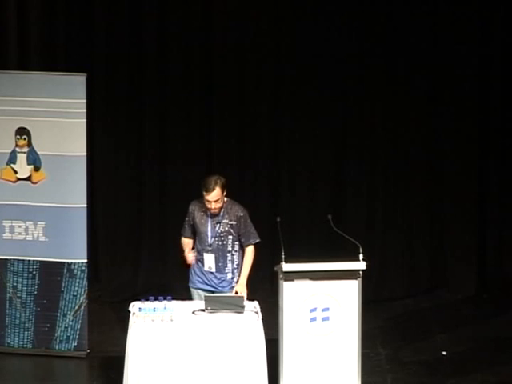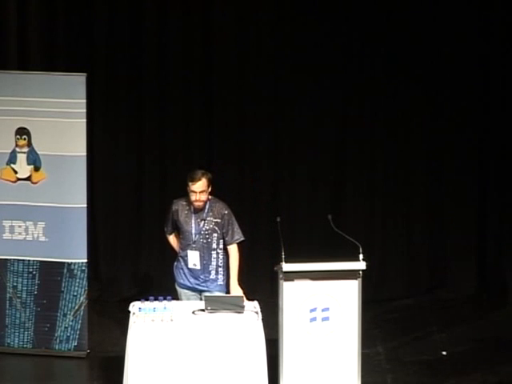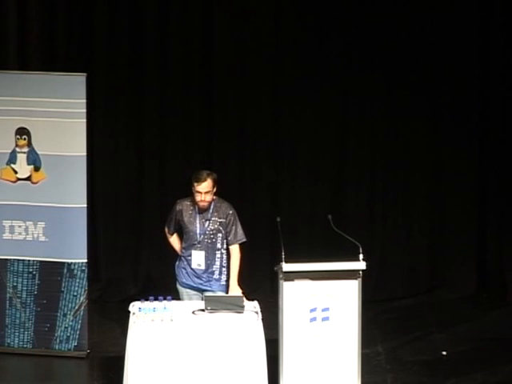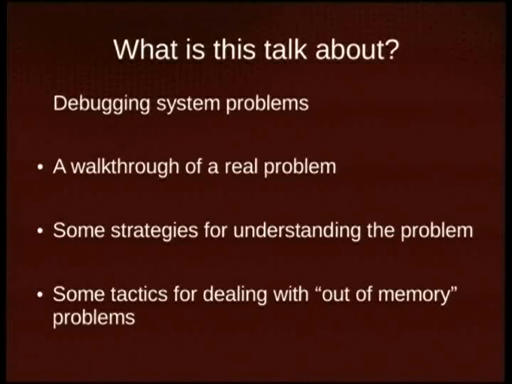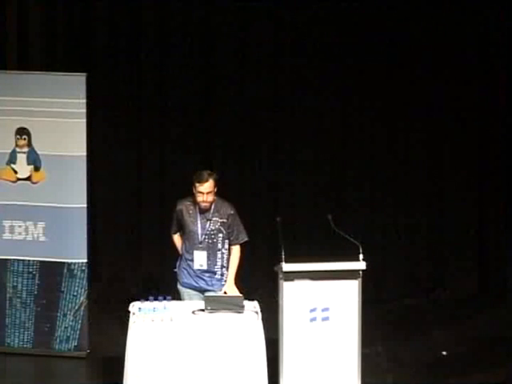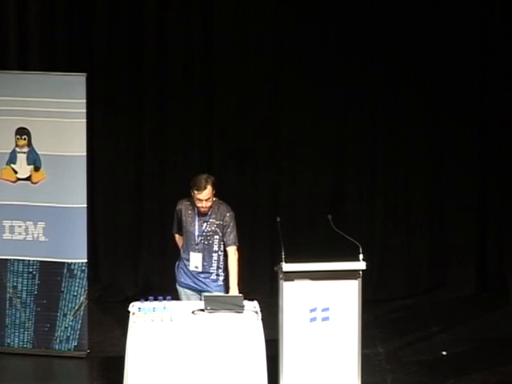Okay, so this talks about debugging a system problem that we had. Our build environment was crashing every few days, and it took us a couple of months to actually work out what exactly the problem was and how to actually get it fixed. So this is a bit of a walkthrough of that, and hopefully gives you some ideas on how to deal with similar out-of-memory issues and general strategies of debugging this sort of problem.